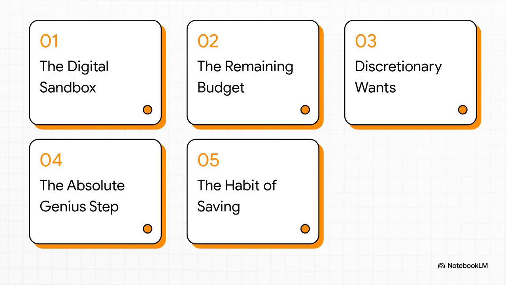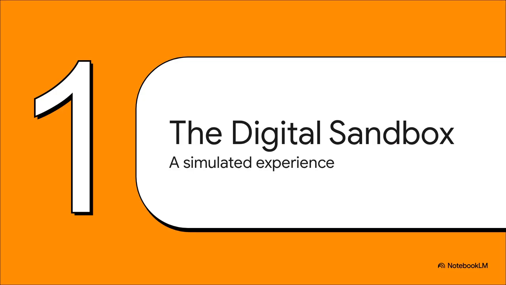To see exactly how this simulation builds lasting habits, we're going to walk through the student's journey in 5 quick steps: the digital sandbox, the remaining budget, discretionary wants and trade-offs, the absolute genius step, and finally, the habit of saving. All right, part 1, the digital sandbox.